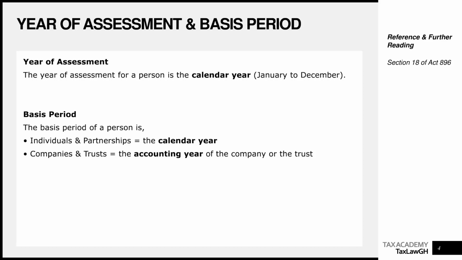Individuals and partnerships use the calendar year. Companies and trusts use their own accounting year. And once again, the reference is on the far right for those who want to read further.